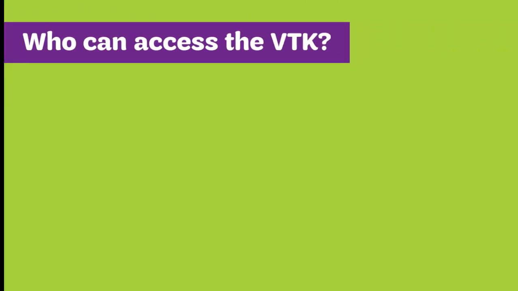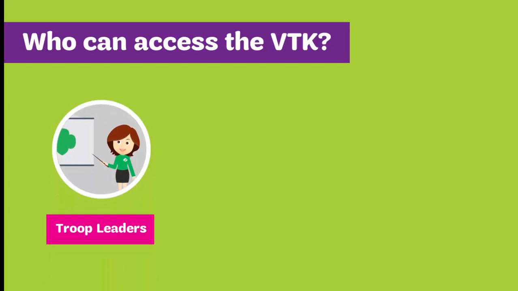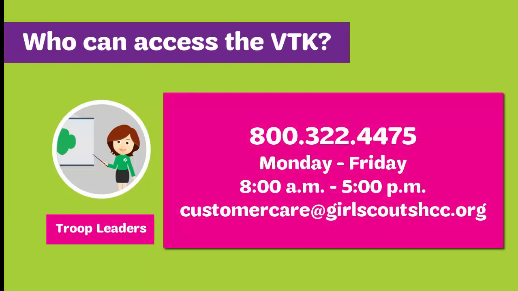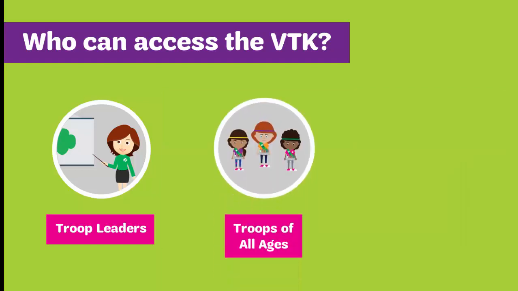Only active Girl Scout troop leaders with a current membership and a fully formed troop can manage the VTK. Fully formed means that you have met the minimum number of leaders to run a troop. This means you have at least 2 leaders. If you encounter any errors logging in at this point, please contact our offices by phone or email. Customer care can be reached at 800-322-4475 Monday through Friday from 8 a.m. until 5 p.m.